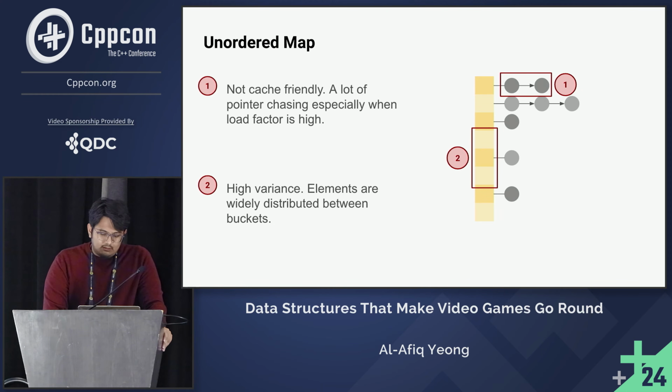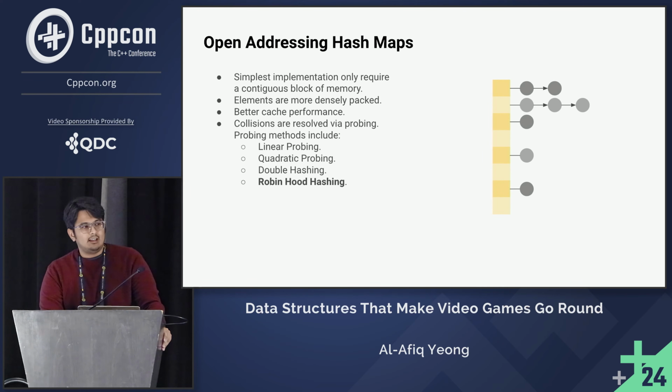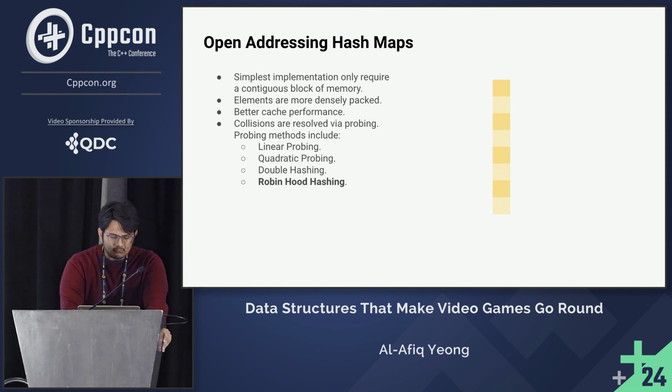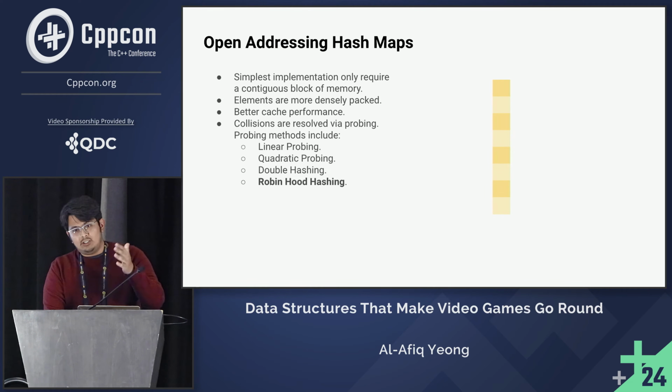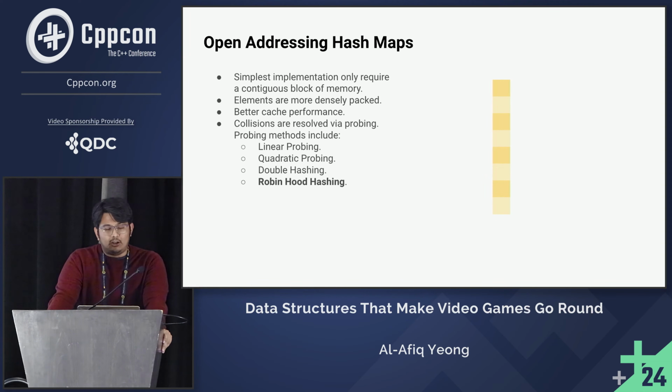So because of this, what most games companies use instead is some kind of open addressing hash map. And an open addressing hash map is basically an unordered_map without the linked list part, right? It's just a contiguous block of memory. This way we have better cache performance when we're iterating through the container. And we resolve collisions by probing in the contiguous block of memory. Common probing methods are linear probing, quadratic probing. We can double hash. But the one that we're going to talk about today is Robin Hood hashing.